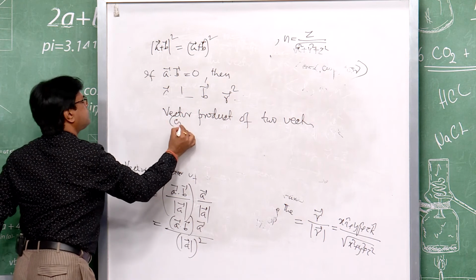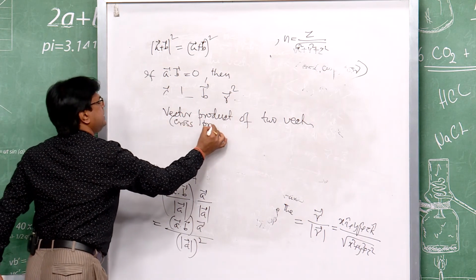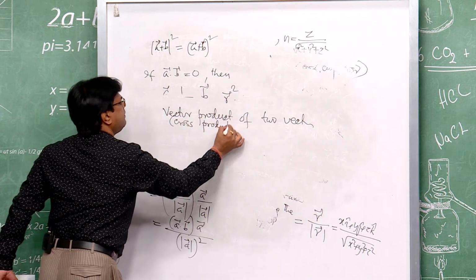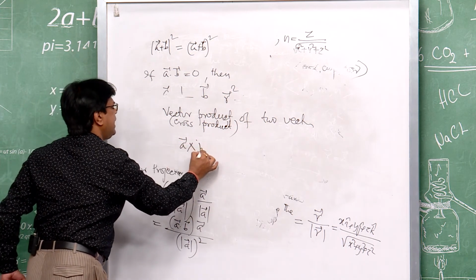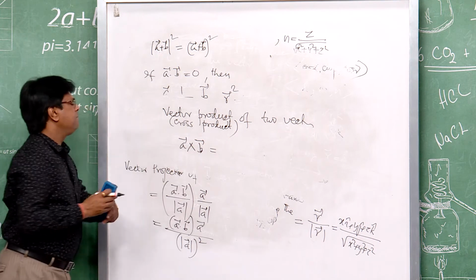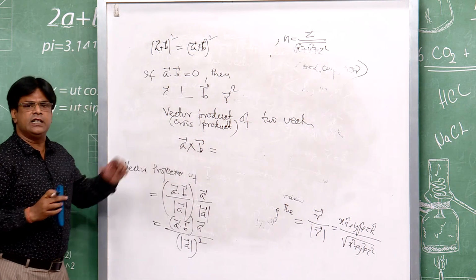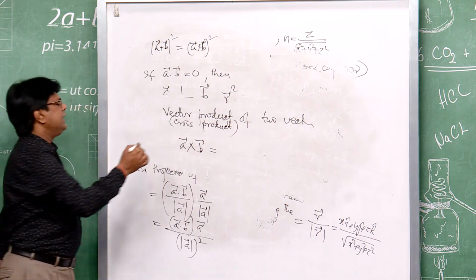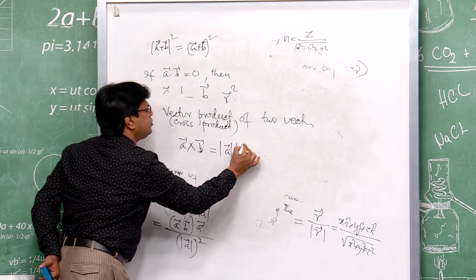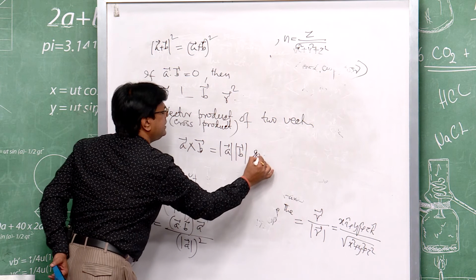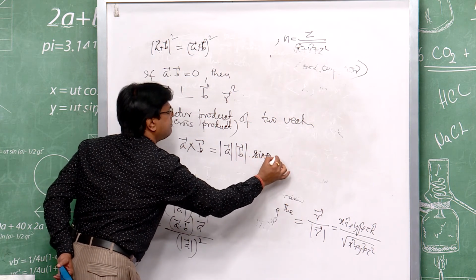Vector product or cross product. In the cross product, we have A cross B. Suppose A and B are two vectors. So, A cross B is treated as the cross product of two vectors. In this case, we have the magnitude of A, the magnitude of B, into sin theta into n cap.